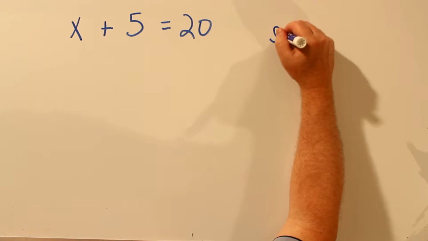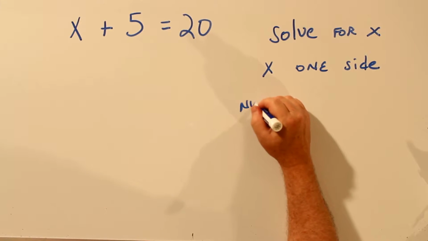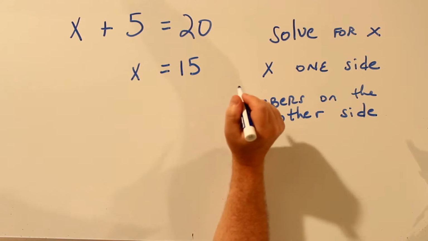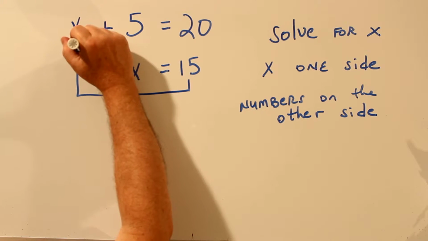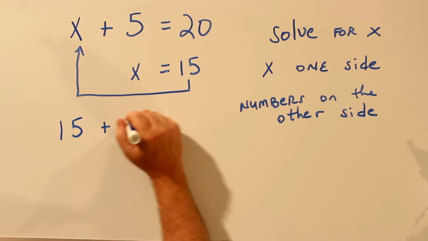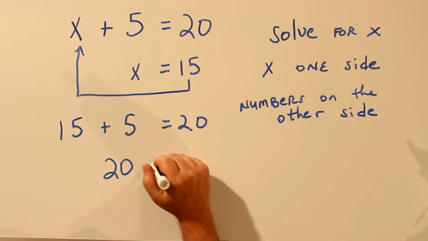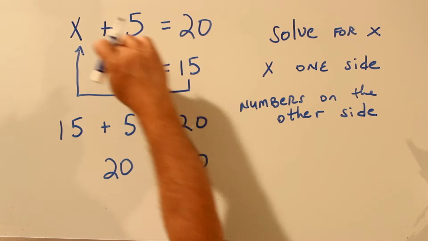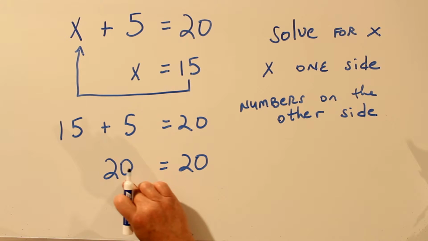In order to solve for x, x has to be on one side of the equation and the numbers on the other side. For example, x equals 15 is a way of solving this equation, because if we put 15 in for x, the original equation would be true. 15 plus 5 equals 20. If we added 15 and 5, we'd get 20 on this side of the equation and 20 on this side of the equation. So by putting the value of 15 in for x, we've solved the equation. We've made the equation true because it's equal on both sides.